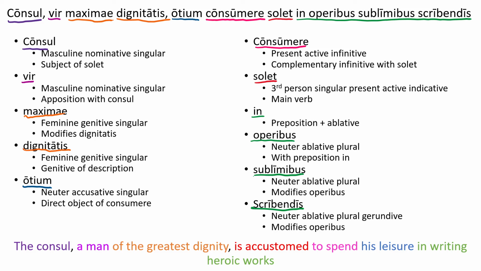This leaves us with the prepositional phrase in operibus sublimibus scribendis. The noun that is the object of the preposition is the neuter ablative plural operibus, which is modified by the neuter ablative plural adjective sublimibus and the neuter ablative plural gerundive scribendis. If we put this all together, the sentence is translated as, the consul, a man of the greatest dignity, is accustomed to spend his leisure in writing heroic works.